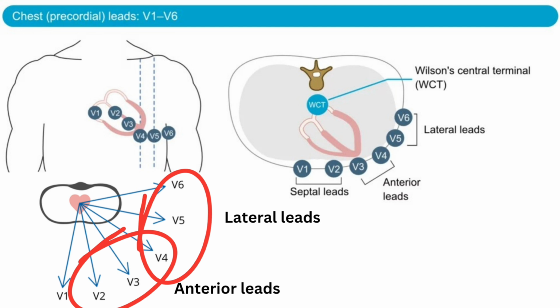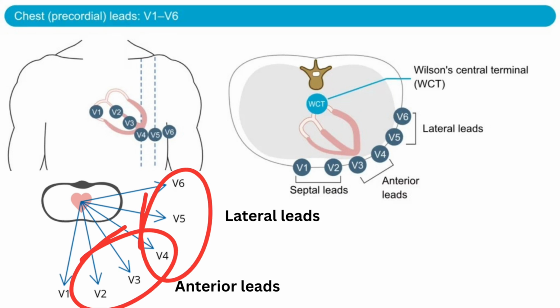V1 and V2 are called septal leads because they look at the septum of the heart. Leads V2, V3, V4 are called anterior leads because they are looking at the anterior part of the heart. Leads V4, V5, V6 are called lateral leads because they look at the left lateral side of the heart.